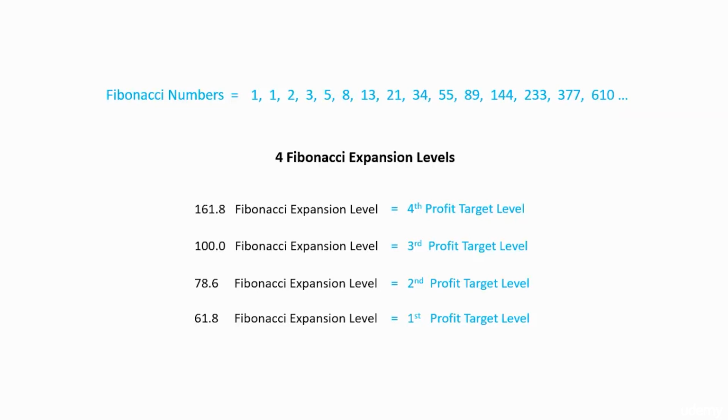Now let's discuss how to use the Fibonacci expansion tool to look up the most logical as well as probable profit levels. The Fibonacci expansion tool needs 3 points to be defined to give the price prediction levels, and the points are A, B and C. In an uptrend market, A is the previous bottom or higher low of the uptrend, B is the current top or higher high of the uptrend, and C is the current bottom or higher low of the uptrend.